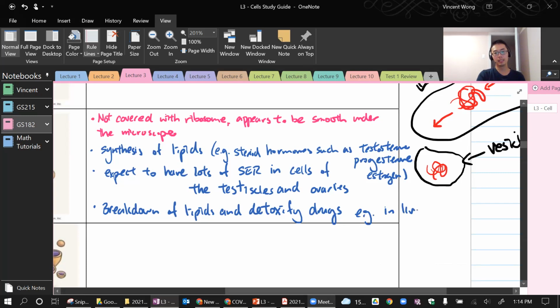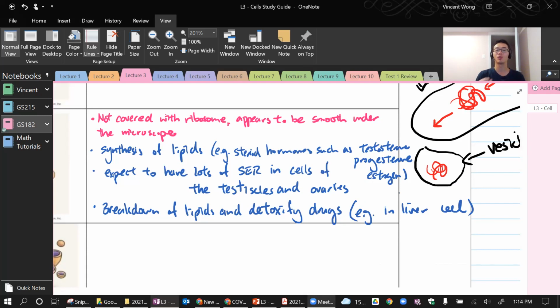So you would expect to have smooth ER in the liver as well, in liver cells. I'm not saying you would only have smooth ER in the liver cells, but you would have more smooth ER in liver cells because of the detoxifying drug property. You will have smooth ER in almost all the cells because there are other metabolic lipids that need to be broken down, so other cells would have smooth ER as well. Does that make any sense? Am I explaining it clearly here? Everybody know what I'm talking about?